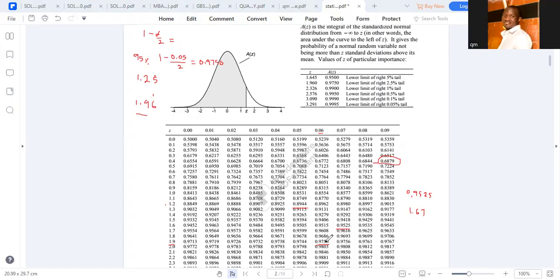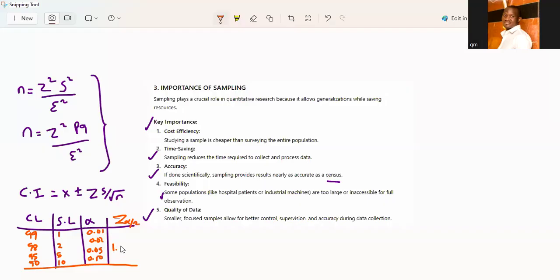Which one is 0.9750? It is here, 1.96. Okay, that's 1.96. We can say the Z for 95% is what? 1.96. Okay.